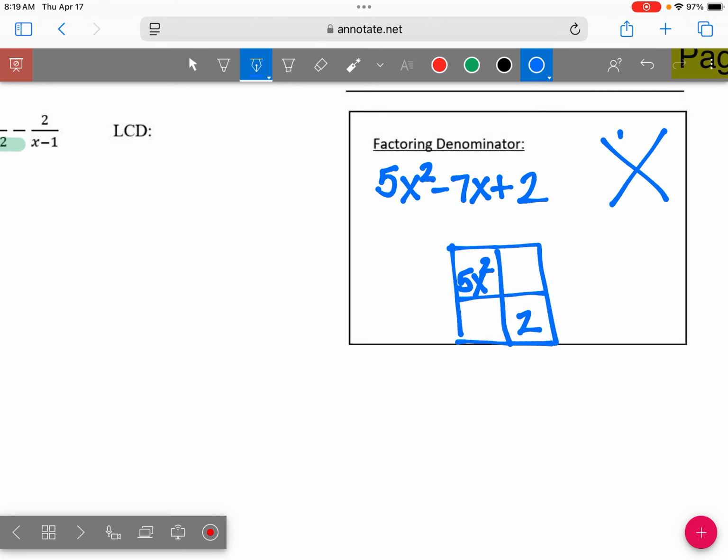So I need two numbers that multiply to be 5 times 2, which is 10, and add to -7. They multiply and add. I'll give you about 30 seconds to see if you can figure out what my two numbers would be. They multiply to give you a +10 and add to give you a -7.